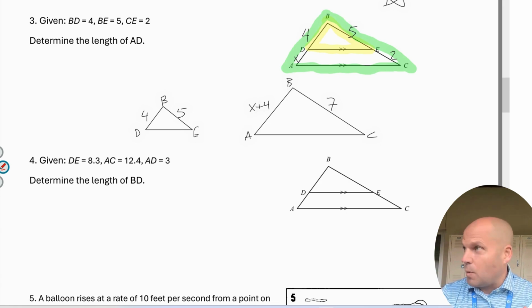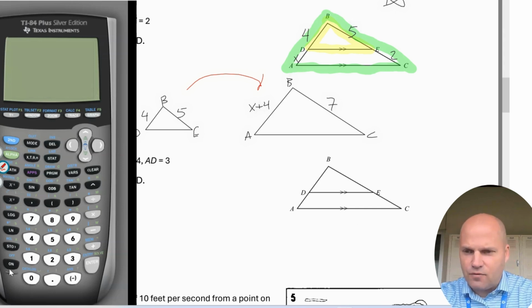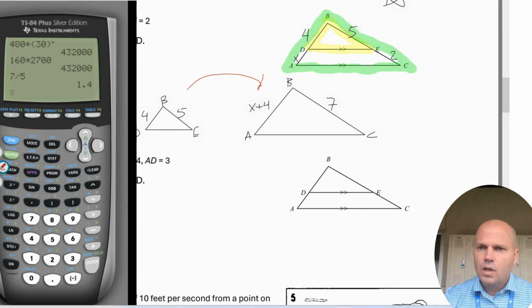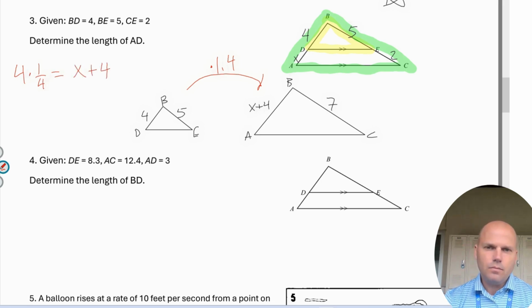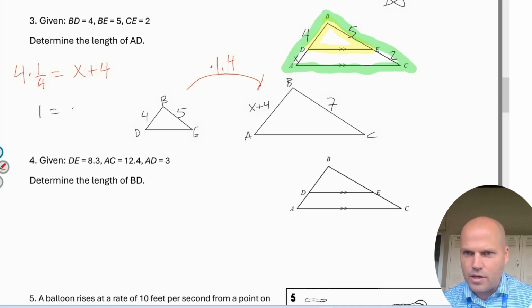Now, if you're a proportion person, you could set up a proportion. You could cross multiply and solve. Or if you're more of a scale person, how many times bigger is this one? You could take the number 7 divided by 5 to find the scale factor. You get 1.4. So you're like, okay, this triangle is 1.4 times bigger than this triangle. And how can you use that? Well, you know that 4 times 1.4 has to equal X plus 4. Or you could say X plus 4 divided by 1.4. Look how easy this is.